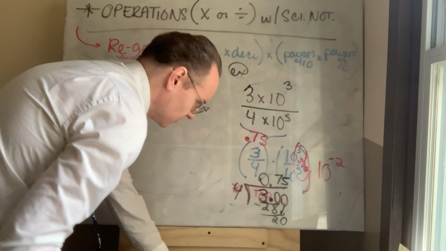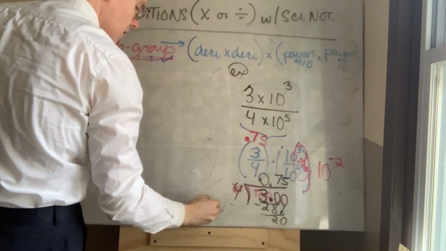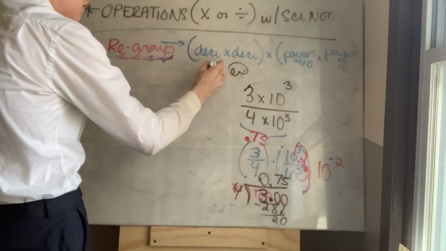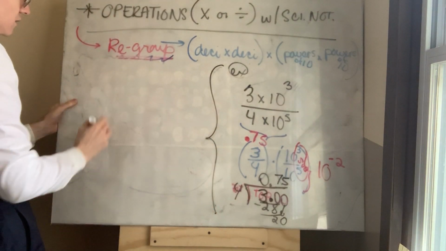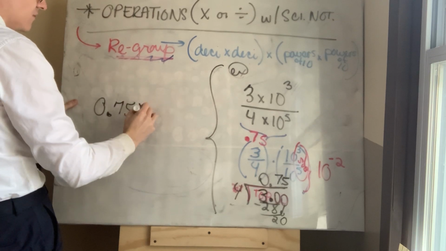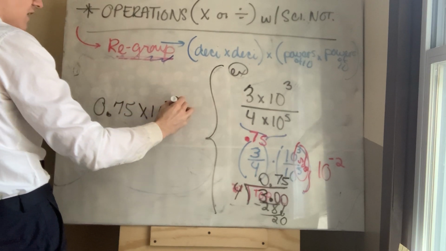You end up with this. The dud. I'm gonna throw that out. Keep picking up the dud. 0.75 times 10 to the negative second.